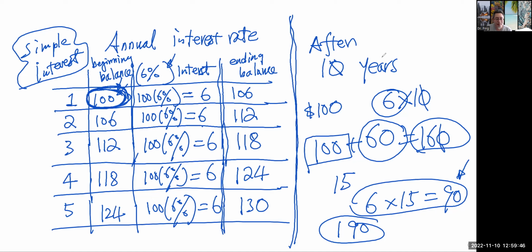So now we're going to look at something which is different from this. That's something we call compound interest.